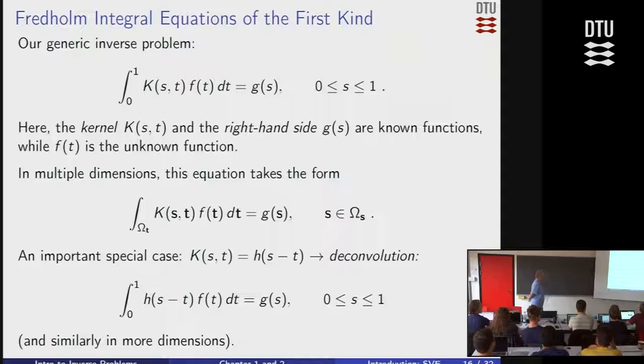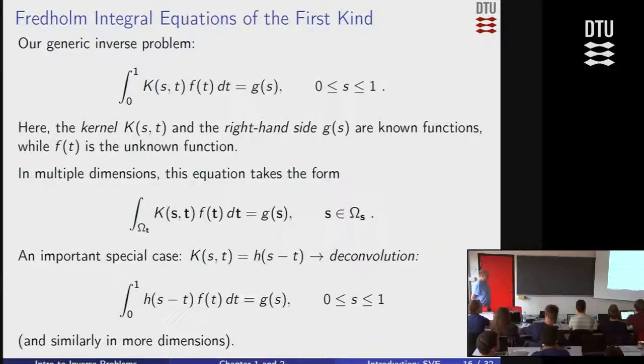And then we have the function k of s comma t. It's called the kernel. And that is also a known function. That is the function that describes the system. That describes the physics of the problem we're trying to solve. And then there's the unknown. That's the function f sitting right there.